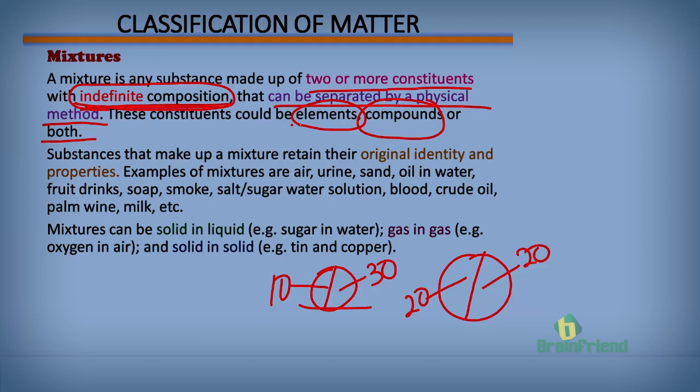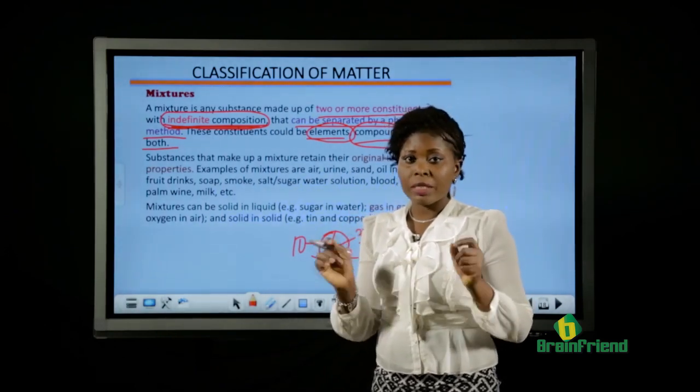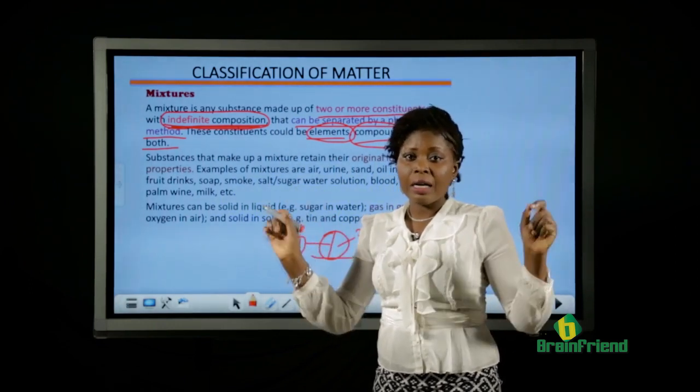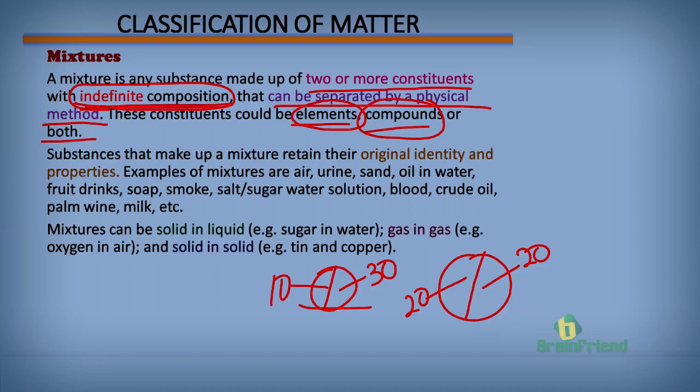And these constituents we are talking about could be elements, they could be compounds. So we can have two elements coming together to form a mixture. We can also have an element and a compound coming together to form a mixture. But remember, if it's a mixture, then it doesn't have a definite composition of those elements. Those elements can appear in whatever amount they choose to appear in that substance. Now, substances that make up a mixture retain their original identity and properties. Examples of mixtures are air, urine, sand, oil in water, salt or sugar water solution, fruit drinks, palm wine, milk, and so on and so forth.